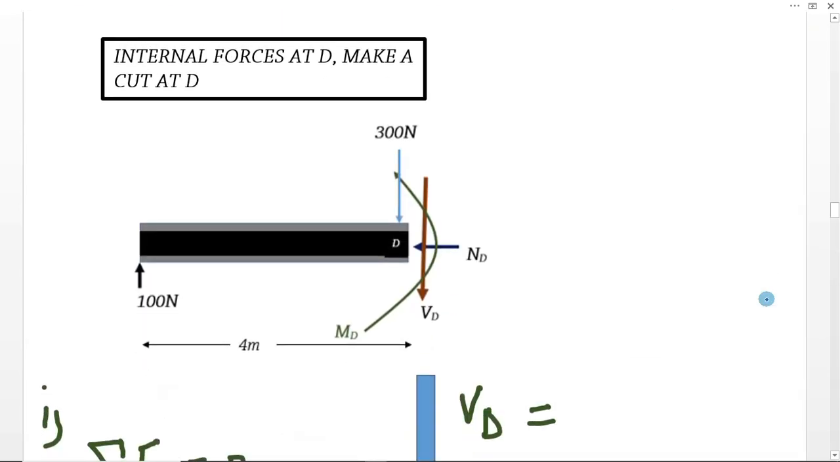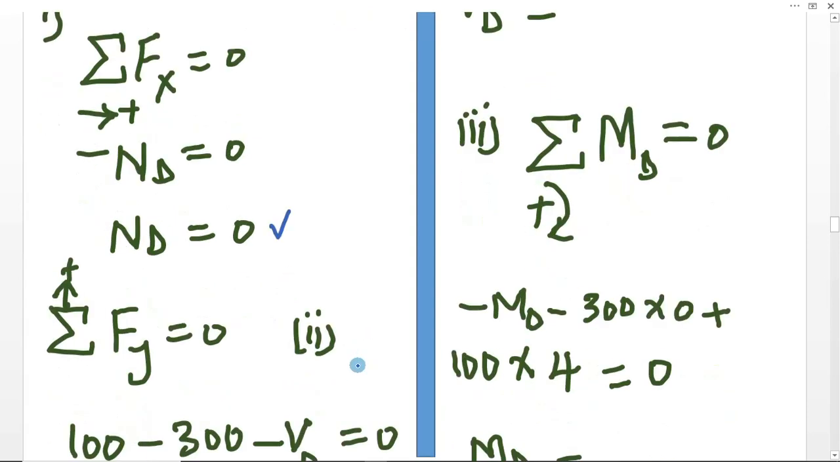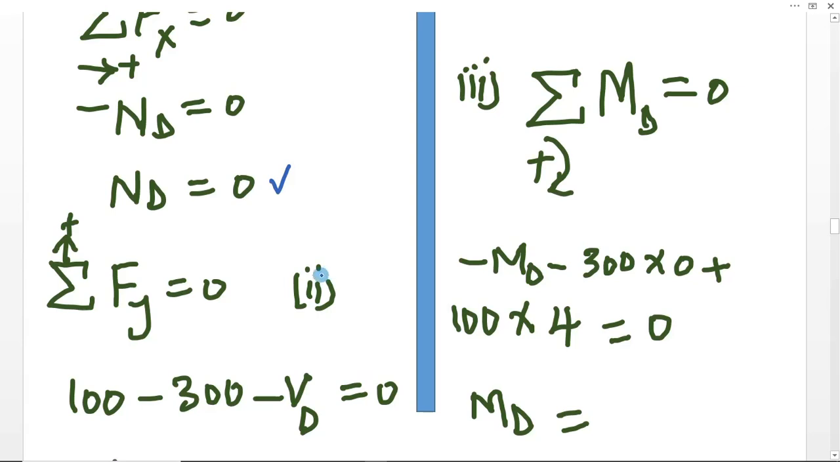Now let us look at the internal forces at D, and we shall also make a cut at point D, and then have a free body diagram, then take equilibrium conditions, and at the end of the day we will be able to find the shear force, the normal force, and the bending moment at point D. So summing of forces in the x direction gives us the normal force ND to be 0, and we proceed and sum forces in the y direction, considering the positive y direction forces to be positive.